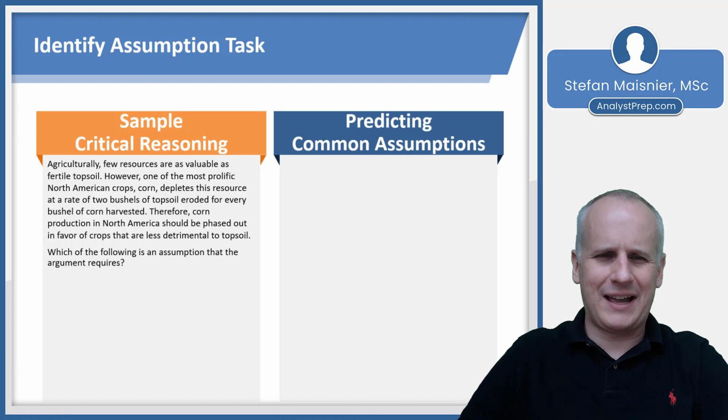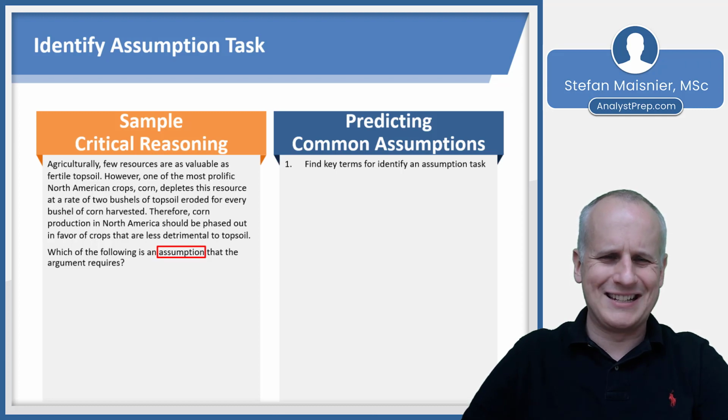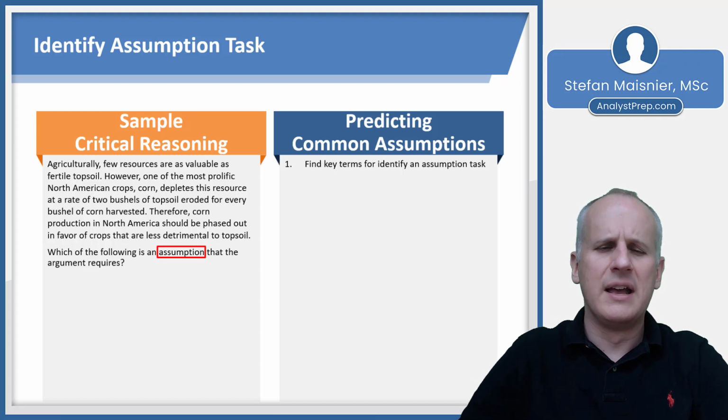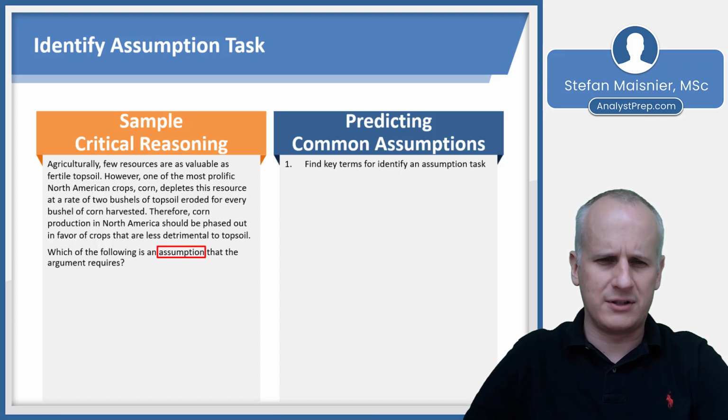So let's take a look at a sample critical reasoning prompt on the left here and see how we can potentially predict some common assumptions. Of course, we'll read the question stem to start, and we see, which of the following is an assumption that the argument requires. So we see that term assumption clearly indicates the task. Then we're going to read the prompt as normal, and we've got agriculturally few resources are as valuable as fertile topsoil. However, one of the most prolific North American crops, corn, depletes this resource at a rate of 2 bushels of topsoil eroded for every bushel of corn harvested.